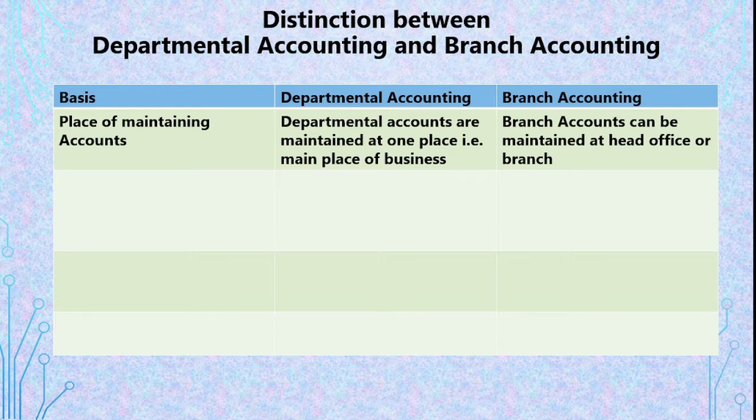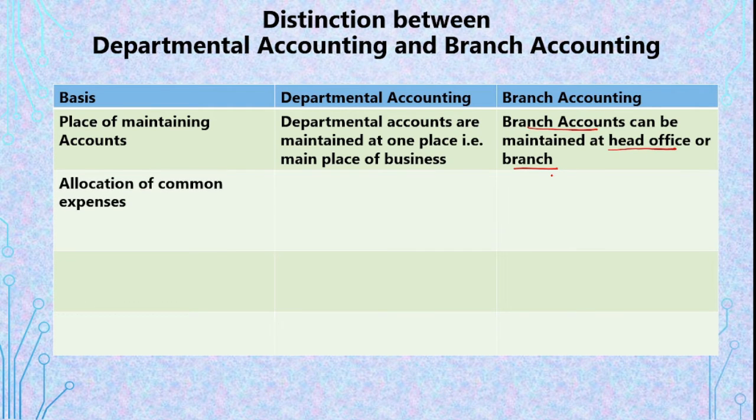But branches are maintained at different places. You may have a branch at Delhi, Bombay, Allahabad, Jaipur. So where will we be keeping the accounts? So branch accounts can be kept either at head office or at branches. Those of you who have done the branch accounting know that in case of dependent branches, accounts are maintained at head office. For independent branches, these are maintained by the branches at their own place.